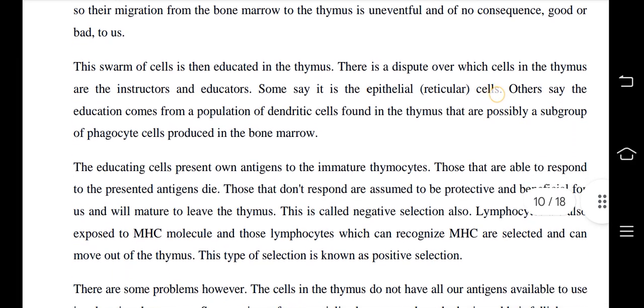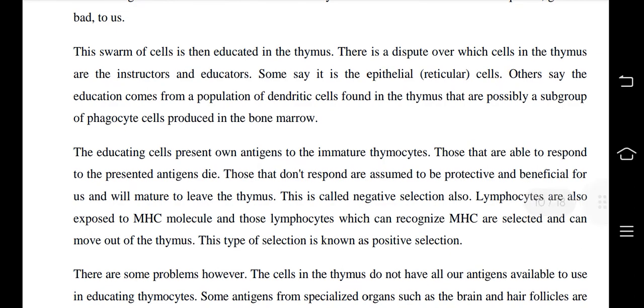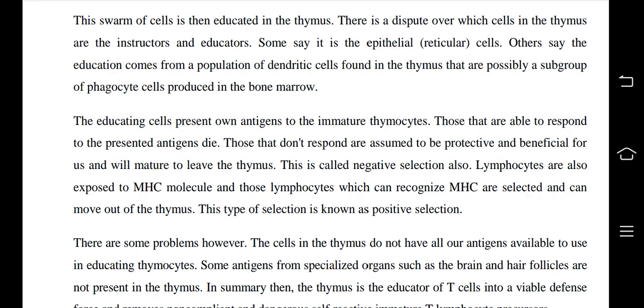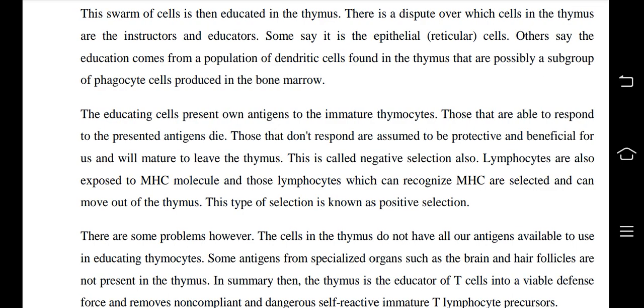The swarm of cells is then educated in the thymus. There is a dispute over which cells in the thymus are the instructors and educators. Some say it is the epithelial reticular cells. Others say the education comes from a population of dendritic cells found in the thymus that are possibly a subgroup of phagocyte cells produced in the bone marrow. So this portion is open for research. We need to find out whether education comes from dendritic cells or from epithelial cells.